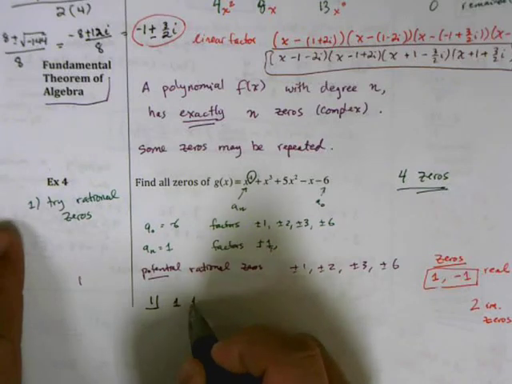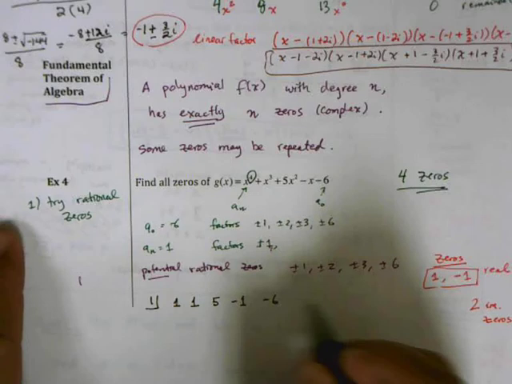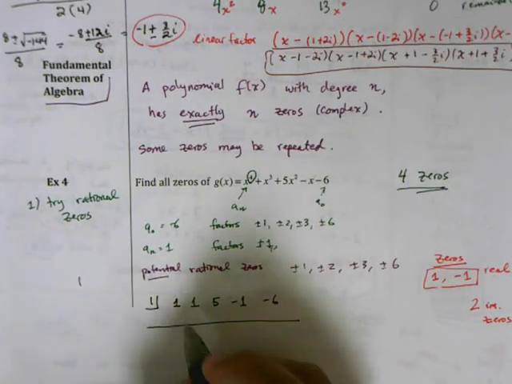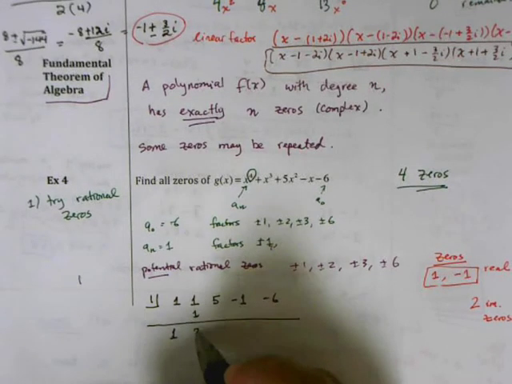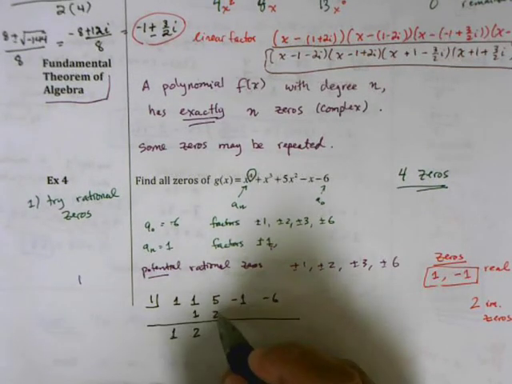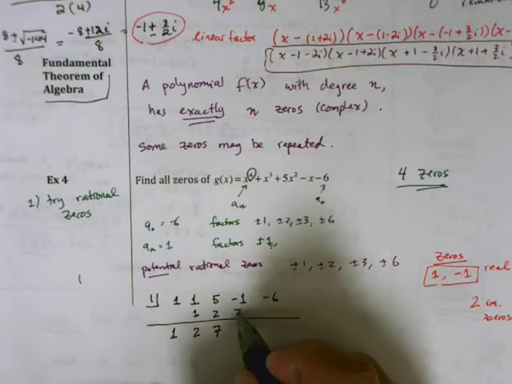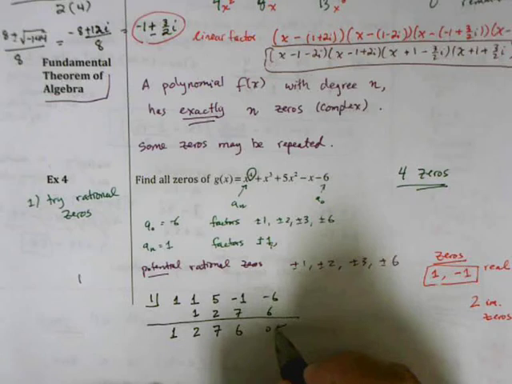Coefficients: x to the 4th, x to the 3rd, x squared, x to the 0. Making sure all those powers are covered. And then we can go through this relatively quickly. Bring down the 1, 1 times 1, add 2 times 1, 2, add 7. 7 times 1, add 6, 6 times 1, 6, 0, my remainder.